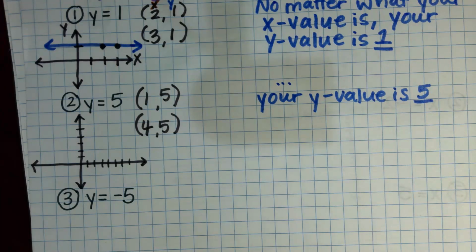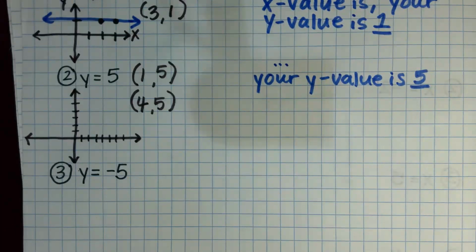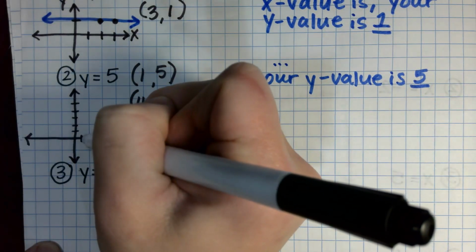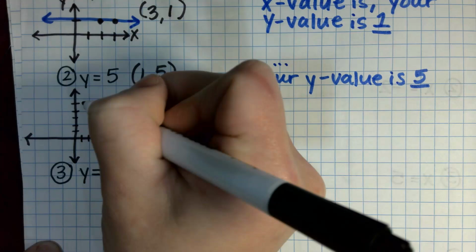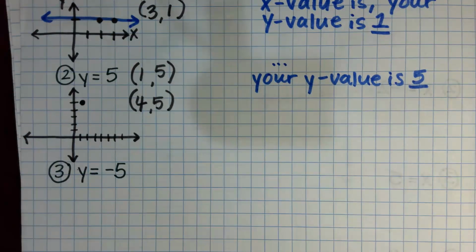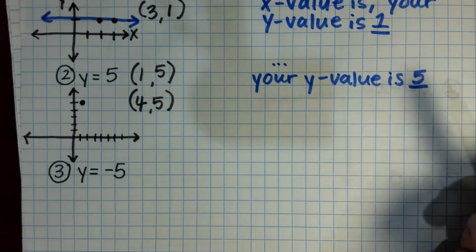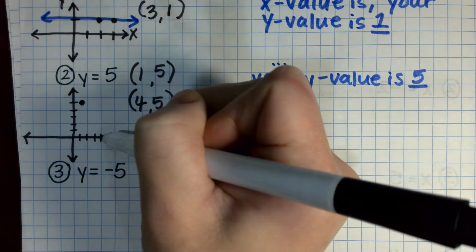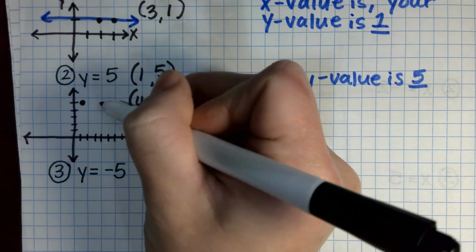All right, let's graph our first coordinate. Our first coordinate is 1 for x, 5 for y. Perfect. Go over 1, up 5. 2, 4, 5. Right here. And then let's do our second one. Perfect. Over 4, up 5 again.